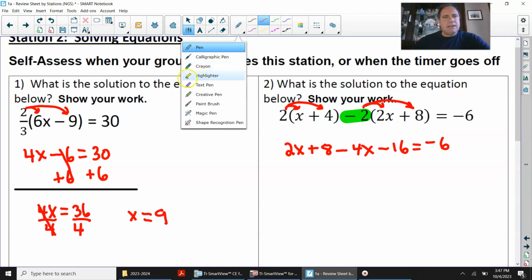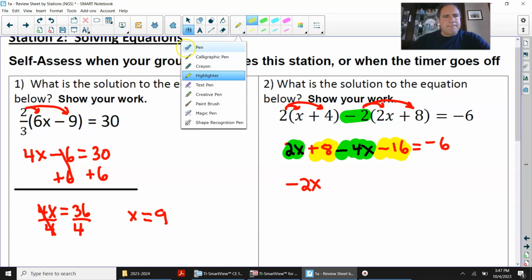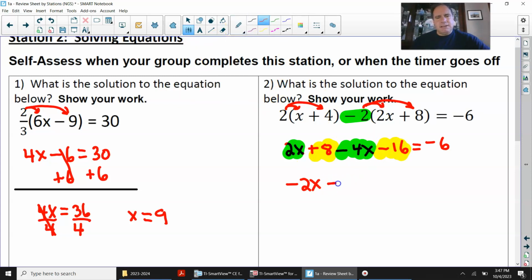So we're going to take the left side and we're going to make believe that this is the only side that exists. So we have 2x right here. You have negative 4x right here. We're going to combine that as 2 minus 4 is negative 2x. Then we're going to combine like terms over here. 8 and negative 16. 8 minus 16 is negative 8, and that all equals negative 6. We're going to bring that down.